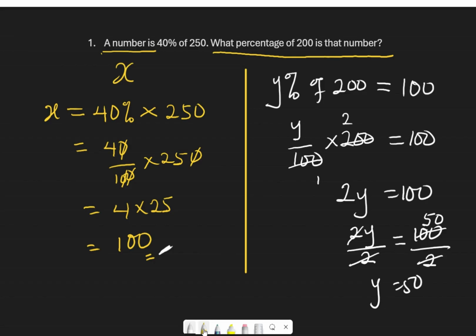So it means that 50% of 200 is 100. So the question that says, what percentage of 200 is that number? The answer is what? 50%. That's all.